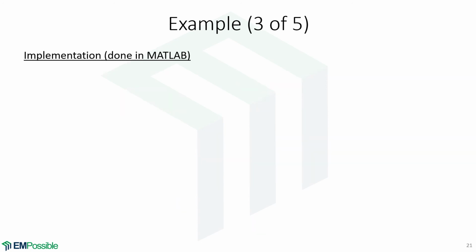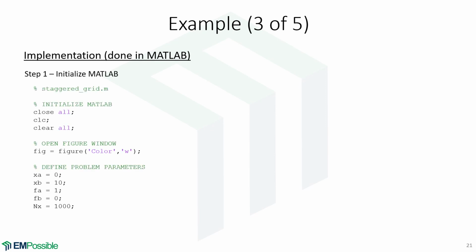So here's the implementation in MATLAB. So we start our program. We'll name it staggered grid. I guess I didn't have much of an imagination there. First thing I will do is initialize MATLAB. I will close all the figure windows, clear all the text from the command window, and then most important, clear all the variables from memory. And you know what? I might want to open up a figure window with a white background.